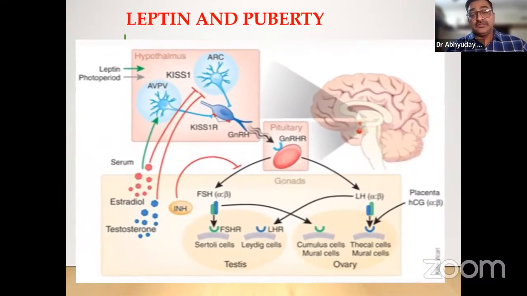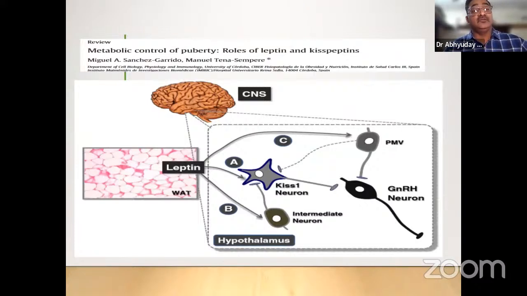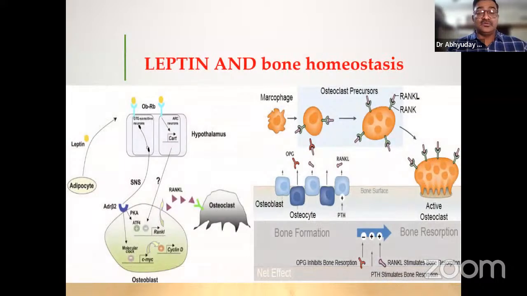So this is all you can see here. Yes, adipocytes are good, especially the leptin, because it can affect the GnRH generation for a normal puberty. Then we have this again, the metabolic control of puberty through leptin and kisspeptins. I won't go in detail. These are the neurons. Leptin, produced again by adipocytes, has a role in bone homeostasis also. And this leptin improves the bone formation and reduces the bone resorption.